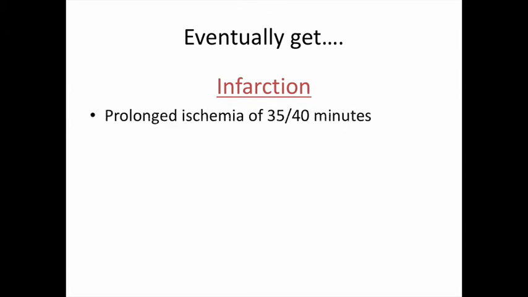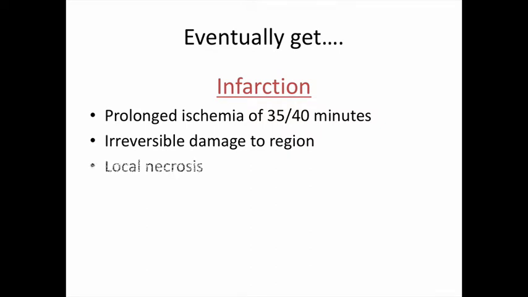All right, so if this ischemia persists, so if this blockade of oxygen delivery to the myocardium continues, then what we'll see ultimately is an infarction, defined as prolonged ischemia of 35 to 40 minutes. And that tissue then becomes necrotic. The damage is irreversible to that region. We see local necrosis. We've talked about local necrosis already. You would see all of those sorts of responses that we talked about in the beginning.